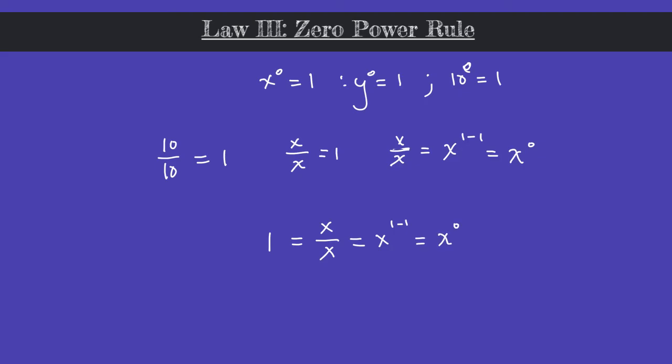So using the transitive property, if 1 is equal to another, which is equal to something else, then you can make the relationship from the beginning to the end as well. So in other words, if 1 is equal to this, and this is equal to x to the power of 0, then the transitive property says this has to be equal as well. And so that's pretty much the understanding or the explanation of the zero power rule.